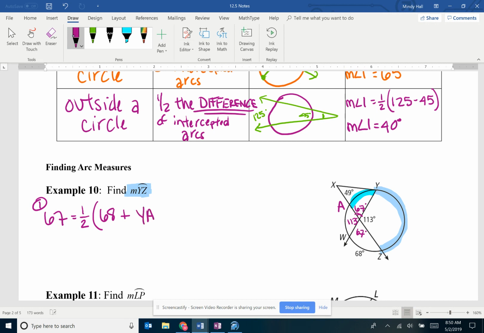I'm going to say YA. And if you want, you can just use an X instead, but when I did the notes the first time and I put an X, I kind of confused myself on what arc I was talking about. So feel free to put the actual arc name in there if you want.